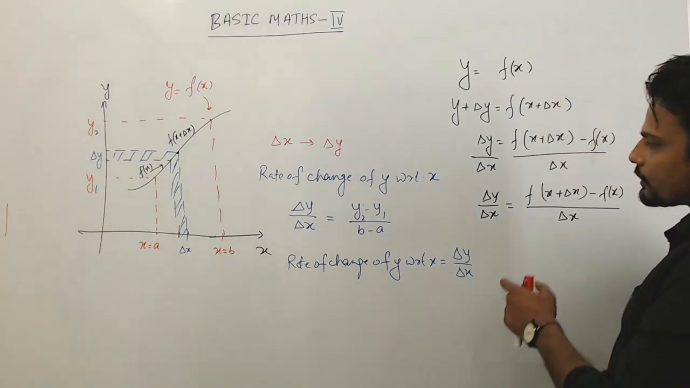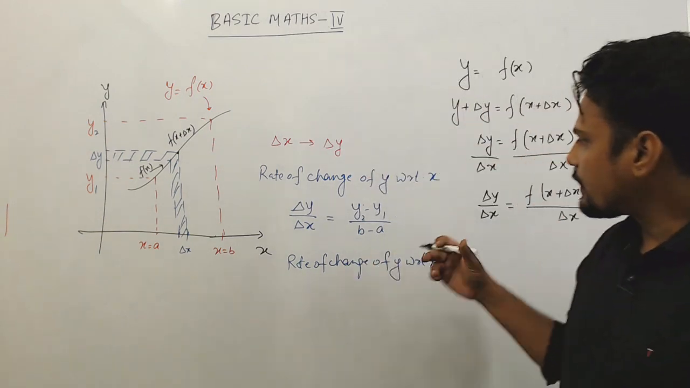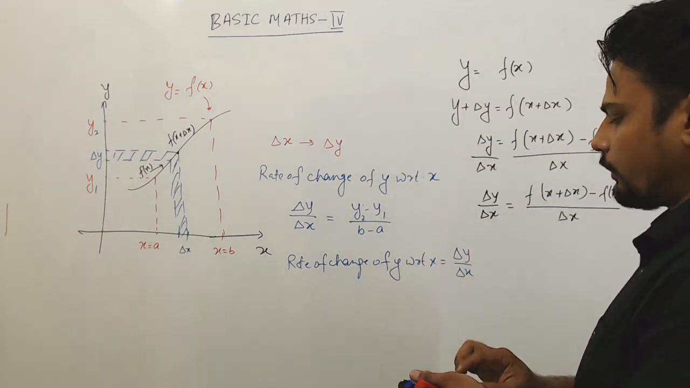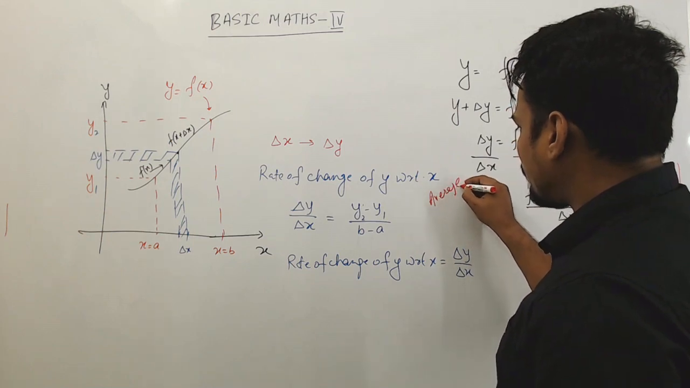Well, this is going to give you some average change for a significant value of x. This is going to be the value of change of y. So this I can call as average change.